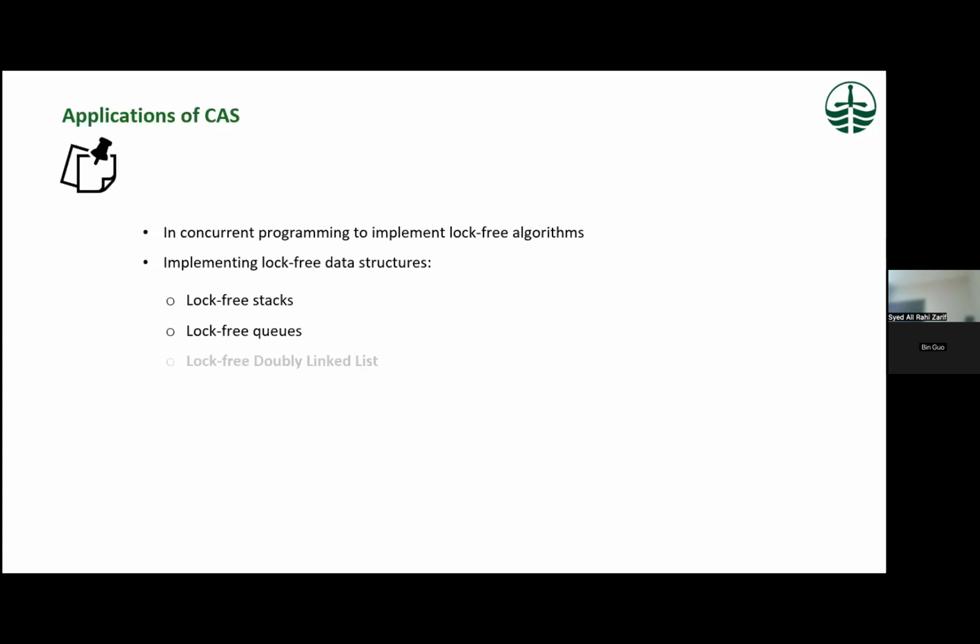Now, what are some applications of CAS? Of course, the first application is that we can use it in concurrent programming to implement lock-free algorithms. Several algorithms or structures we can implement, like a lock-free stack, lock-free queue, the lock-free doubly linked list that we were seeing, and we can also implement a lock-free hash map.